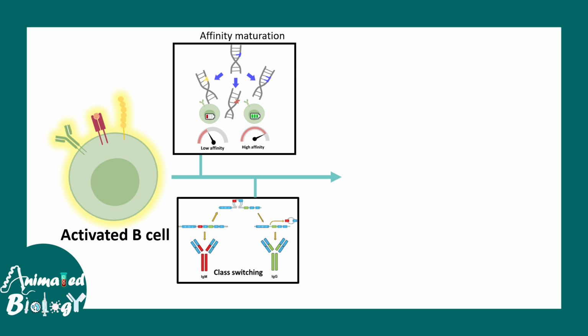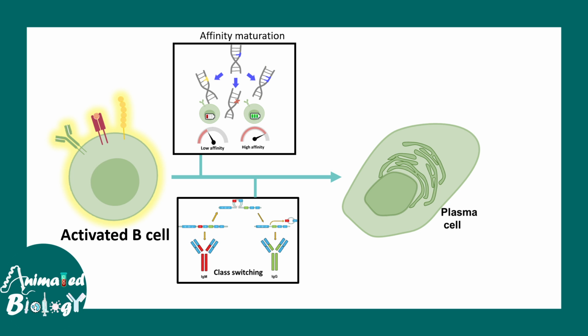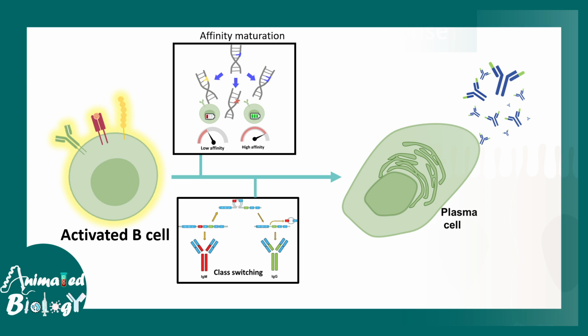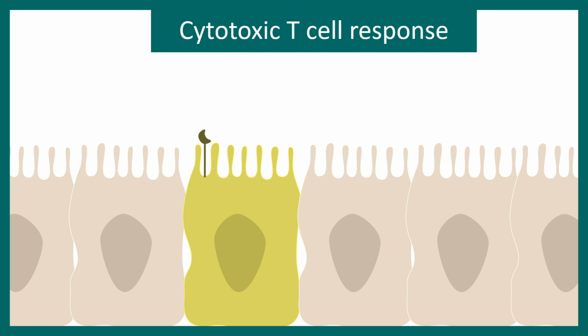Also, they would undergo a process known as class switching or isotype switching, which would produce a specific type of antibody from the plasma cells. So eventually the activated B cell would differentiate into the antibody secreting plasma cells. Now we are coming back to the cytotoxic CD8 positive T cell responses.